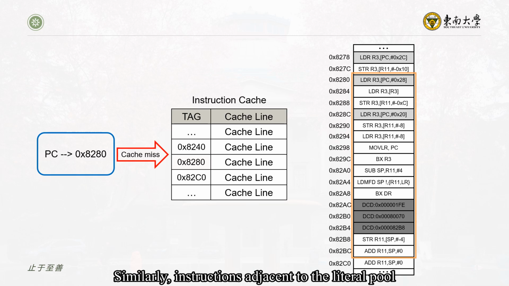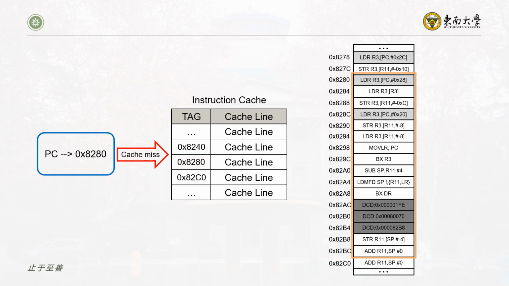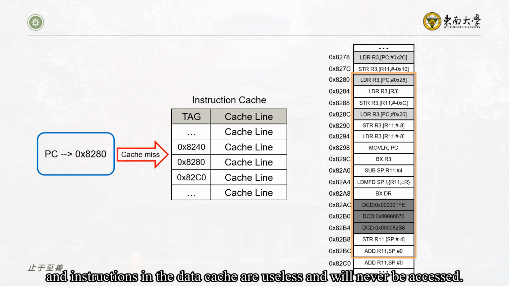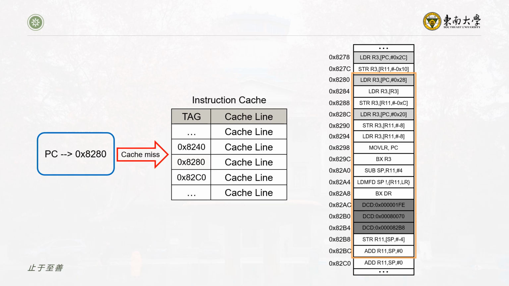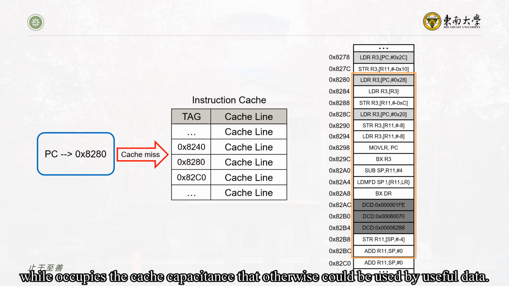Similarly, instructions adjacent to the literal pools could also be filled into a data cache line during a data cache line filling. Obviously, literals in the instruction cache and instructions in the data cache are useless and will never be accessed. This useless but cached data wastes the precious memory bandwidth and power, while occupying the cache capacity that otherwise could be used by useful data.